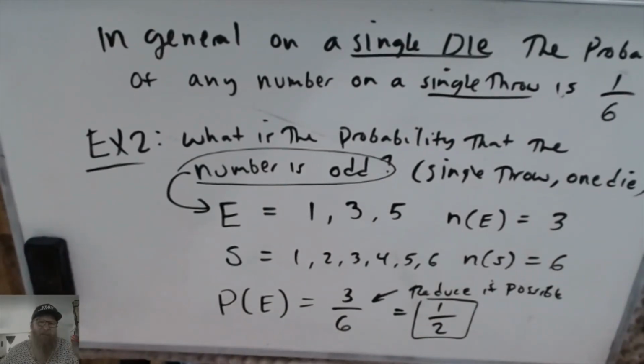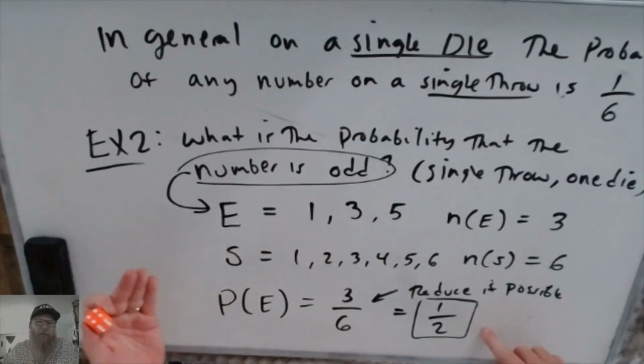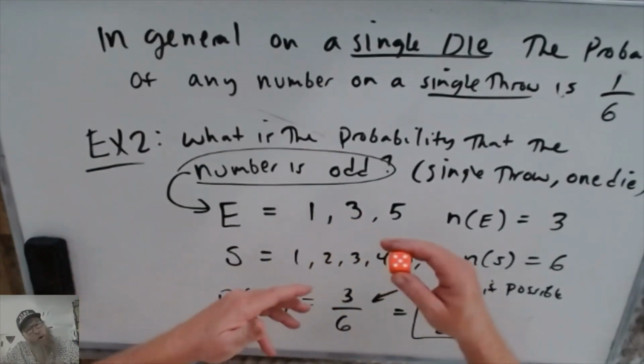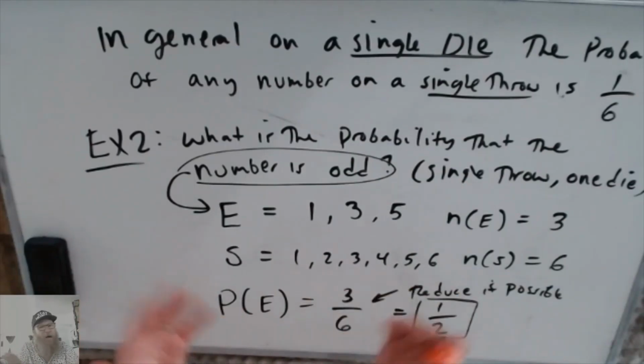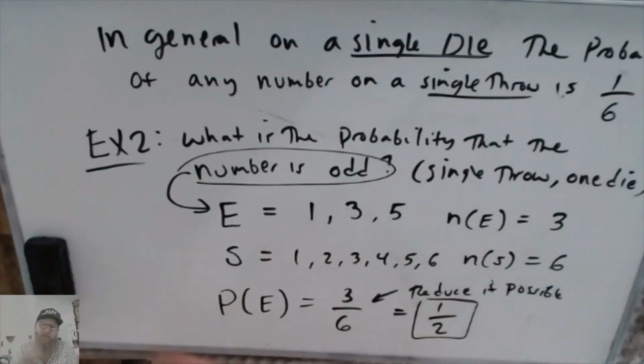Which essentially means mathematically throwing a die and obtaining an odd number has the same probability as a coin flip. Because you can kind of think of a die as a coin where you have 3 odds and 3 evens. And so the odds are the same, that you would get an odd number versus an even number. They are equally likely.